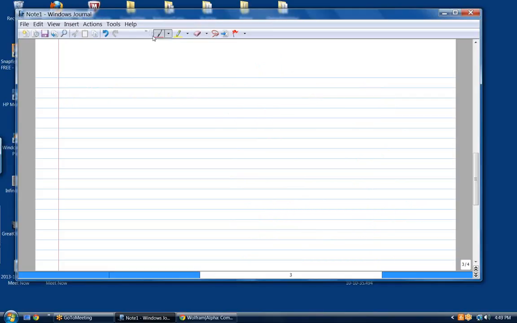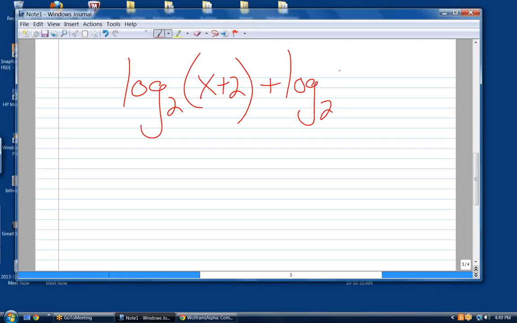How about any log equations? You have any of those? Those can be challenging. Log base 2 of x plus 2, plus log base 2 of x minus 1, equals 2. Equals 2? Yeah.